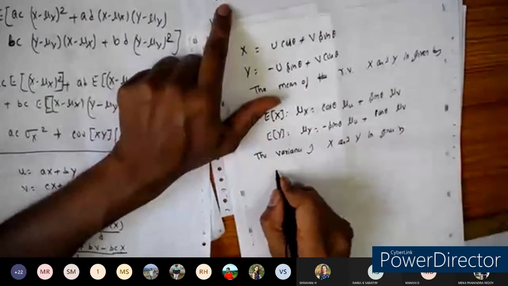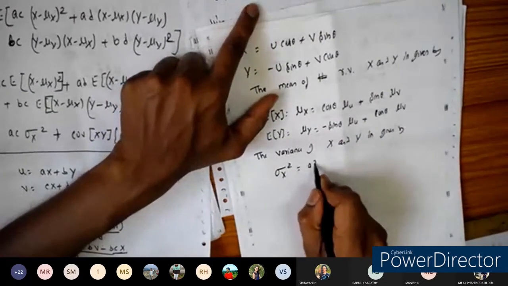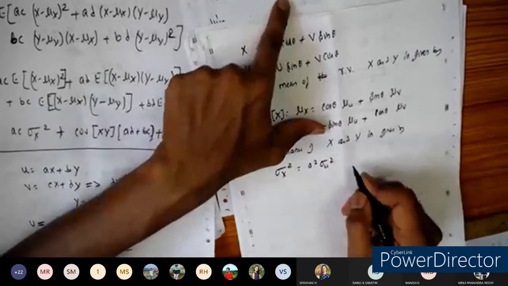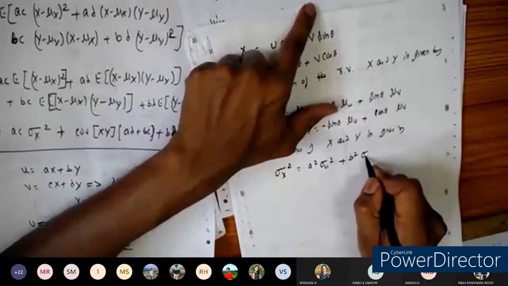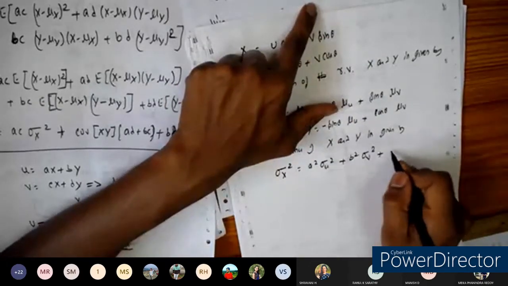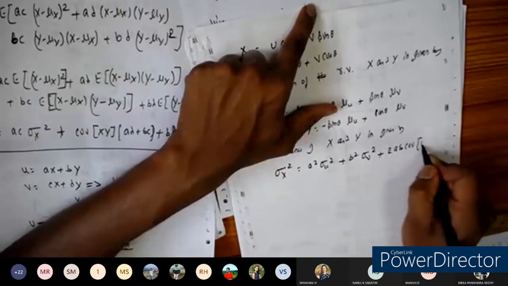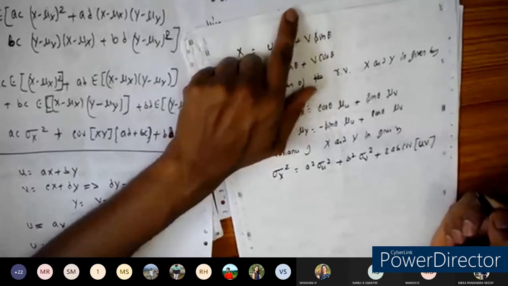Okay, so the variance of x is given by sigma x square. I'm going to change the variable accordingly: a square into sigma u square, where the first variable is u, plus b square into sigma v square, where the second variable is v, plus 2ab into the covariance of the random variables u and v.